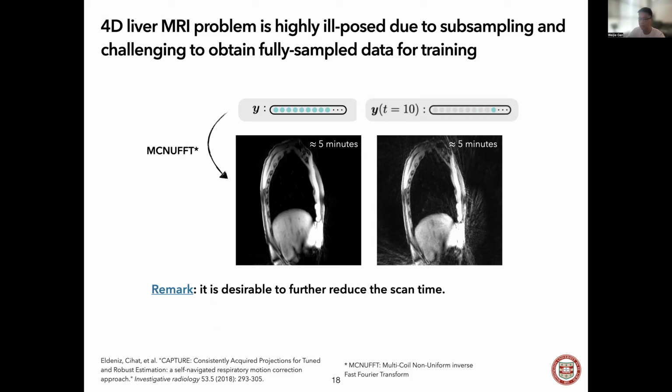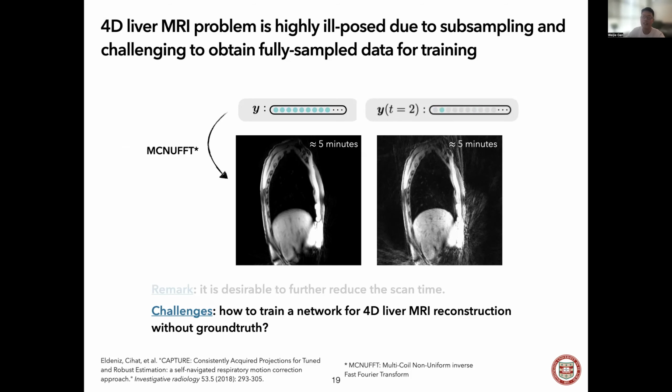So think about if you are going to train a neural network to do that, it will take really, really long time to get a high quality ground truth. I'm talking about maybe 30 minutes, 35 minutes, and that will be too long for MRI. So the challenge is how to train a neural network for 4D liver MRI reconstruction without ground truth. We are adopting an algorithm based on noise to noise.